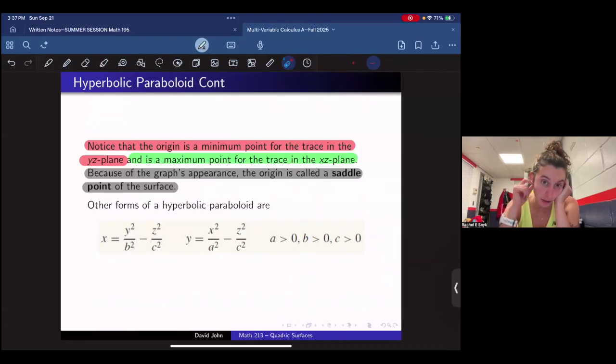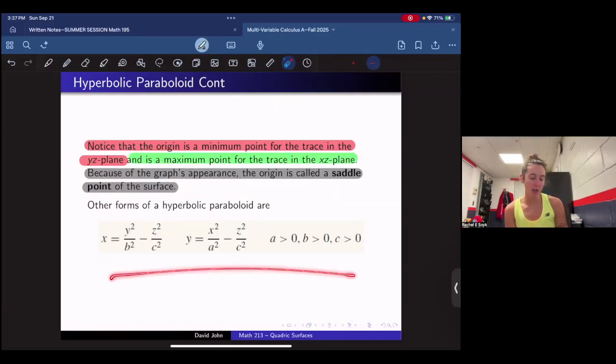Because of the graph's appearance, the origin is called a saddle point of the surface. So I kind of just said that a few seconds ago, kind of foreshadowing up until this point. And then these are just other forms of a hyperbolic paraboloid.